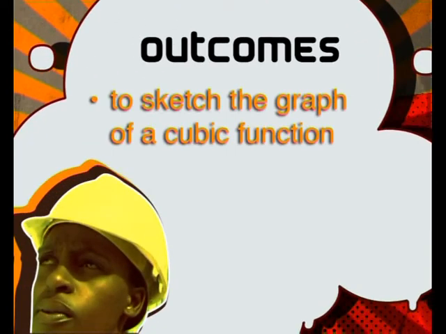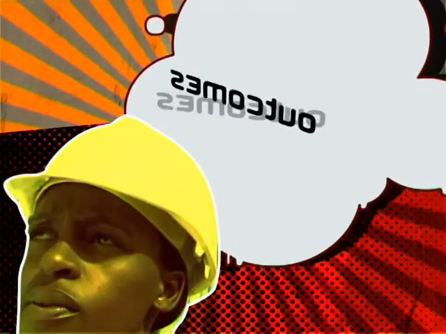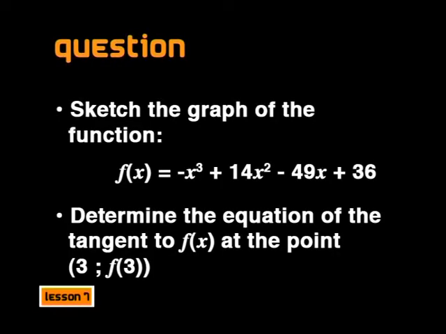By the end of this lesson, you should be able to sketch the graph of a cubic function and to determine the equation of a tangent to a graph. Let's jump right in by looking at the question we're going to answer today. First, we are asked to sketch the graph of the function and then determine the equation of the tangent to f of x at the point 3, f of 3.